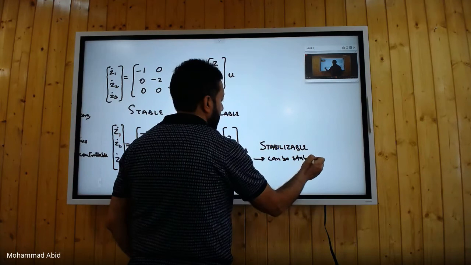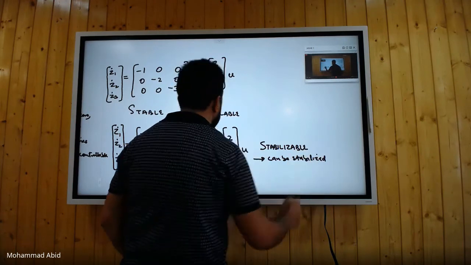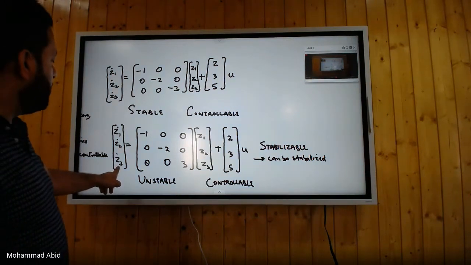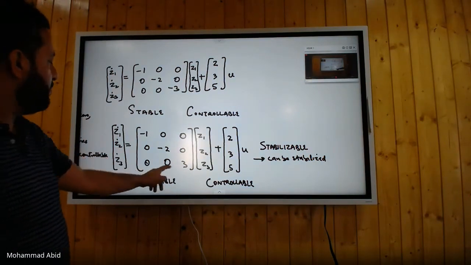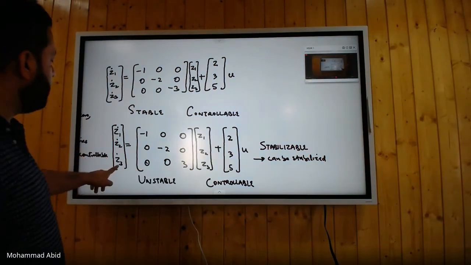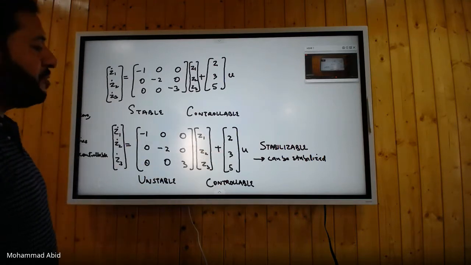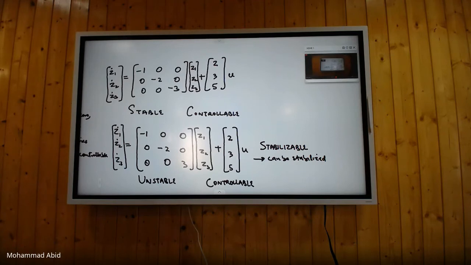stabilized और can be made stable, क्योंकि इसमें जो ये वाला आइगन वैल्यू है 3 वाला, तो इसकी जो इक्वेशन बनेगी दैट विल बी z3 डॉट इक्वल टू 3z3 प्लस 5u। तो आपको इसमें u की टर्म अवेलेबल है, ये कंट्रोलेबल है, तो आप इसमें you will see later on how we can do that. The point that I'm trying to make here is I'm trying to give you an idea about stabilizability.